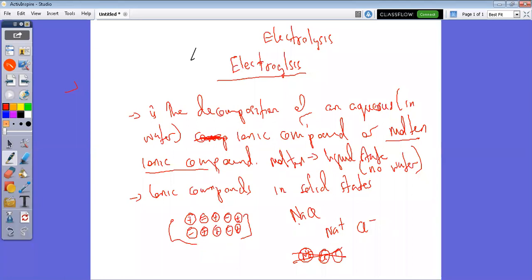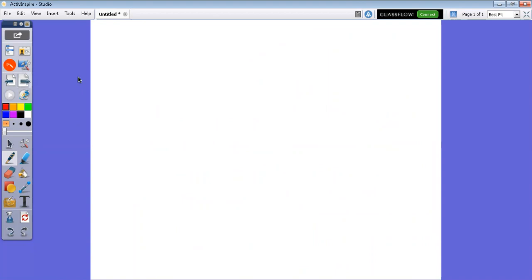Clear now? So let's look at some key terms that we need to know for the topic. This is just an introduction of the topic. There are some key terms that you need to master by now, the key terms that we'll be using. So the first one is an electrode. When you are doing electrolysis, we need to know what electrodes are. Clear?